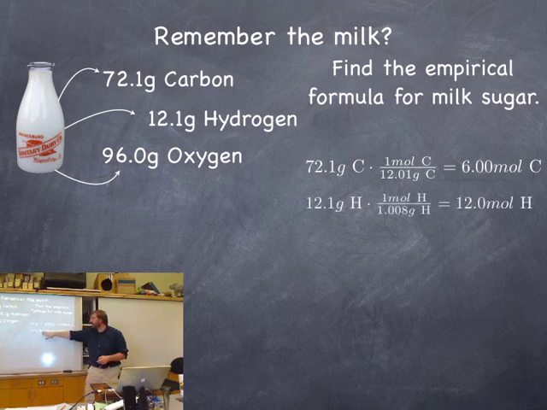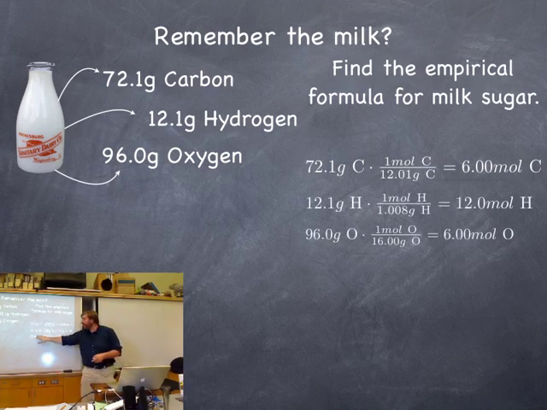We do the same thing for moles of hydrogen and moles of oxygen: the grams they gave us divided by the molar mass from the periodic table.